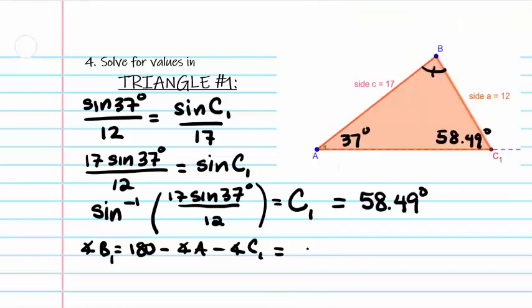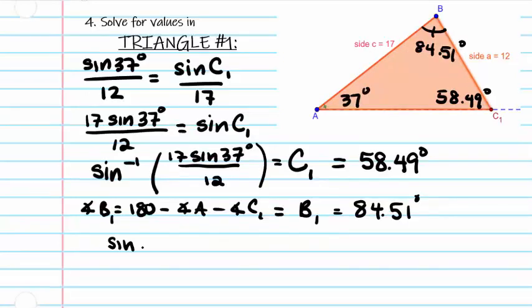So it gives me 84. So angle B1 is equal to 84.51 degrees. And now, last but not least, for triangle 1, I'm going to solve for side little b, the side opposite angle B. So once again, I'm going to use the law of sines.